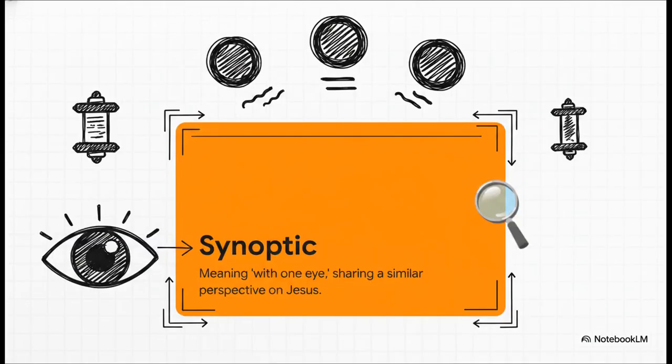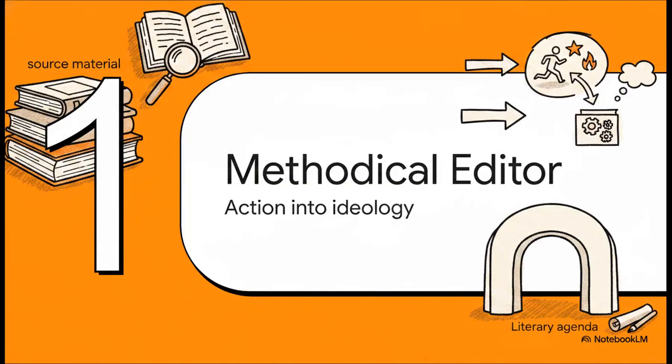Now, Matthew, Mark, and Luke are known as the Synoptic Gospels. Synoptic literally just means with one eye. They share a very similar overarching perspective and timeline, whereas John is doing his own thing totally differently over 90% of the time. But even within that synoptic group, Matthew is using a very specific, highly deliberate lens to tell his version.